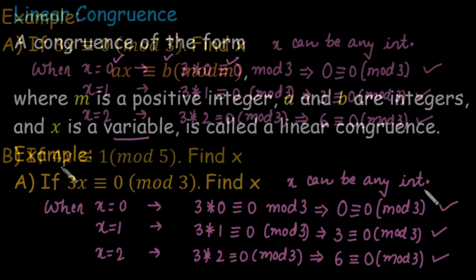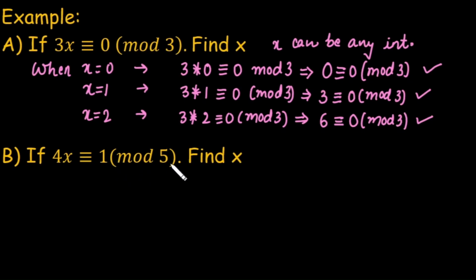Taking one more example. If 4x is congruent to 1 mod 5, find x. In this case, we need to find the x such that when it is multiplied by 4 and divided by 5, the remainder is 1. Let's test possible values of x. If we substitute x equal to 0, we have 4 times 0, which is equal to 0. When divided by 5, is the remainder 1? No. So this is not congruent to 1 mod 5. So we cannot say that x equal to 0 is a solution.